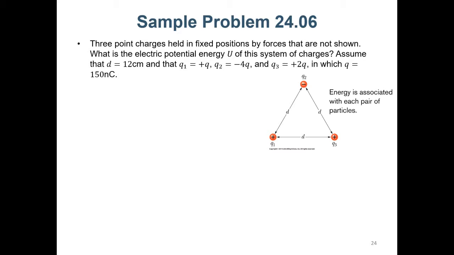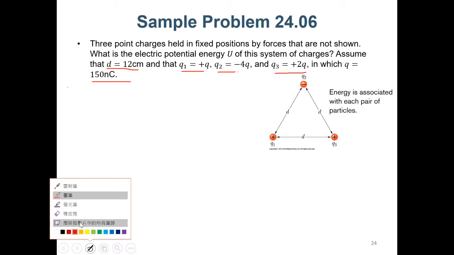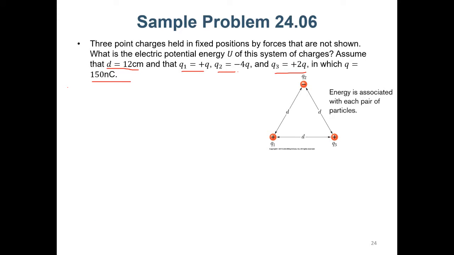For this one, there are three point charges held in fixed positions by forces that are not shown. What is the electric potential energy U of the system of charges? Assume the distance D, with charges Q1, Q2, and Q3, in which Q equals this. So actually, we just need to calculate the total U.